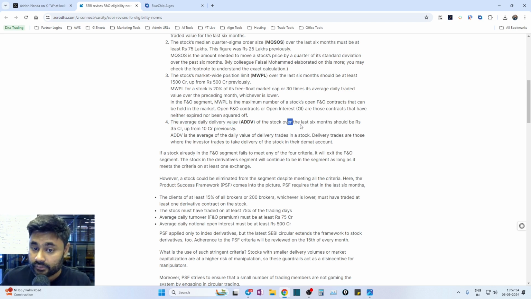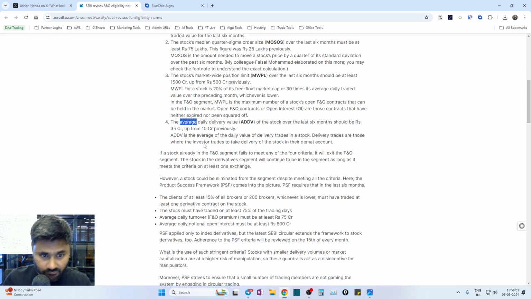So the point here is that the number of stocks that have this ADDV, the average daily delivery value, over the last 6 months should be 35 crore. Okay, 35 crore, and it's up from 10 crore. But remember, it's the average. So some date can be 70 crores and the other date can be zero, but they take the average of the last 6 months, and the average should be 35 crore.